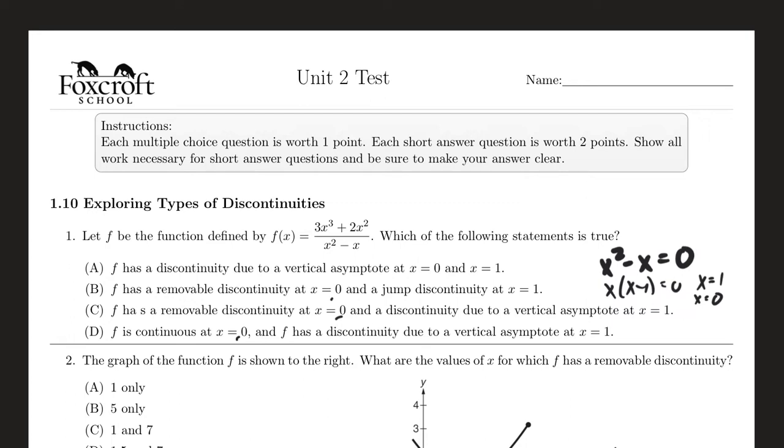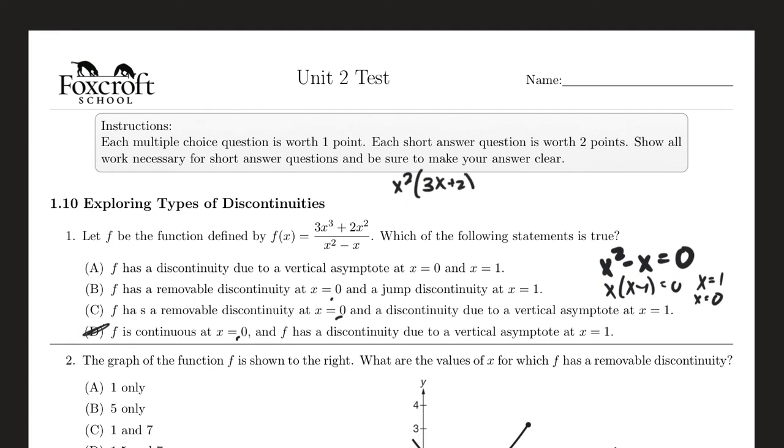All right, so 1 and 0 are the discontinuities. So automatically, I think there's one that says f is continuous at 0. D is automatically out because it's not continuous at 0, because I'd be dividing by 0 if I plugged in 0. But now I have to figure out if they're removable, jump, or vertical asymptotes. And to figure that out, I have to factor the entire thing. So on the top of this rational, I can factor out an x squared.